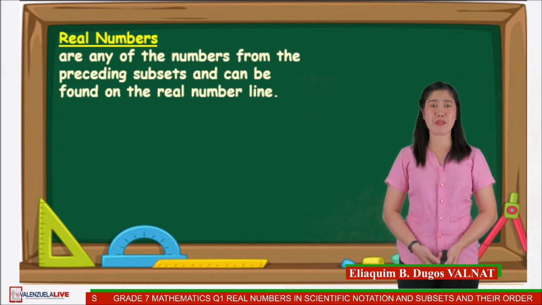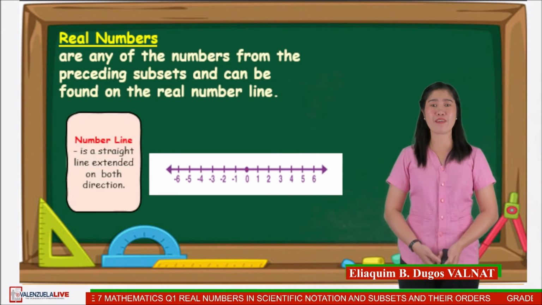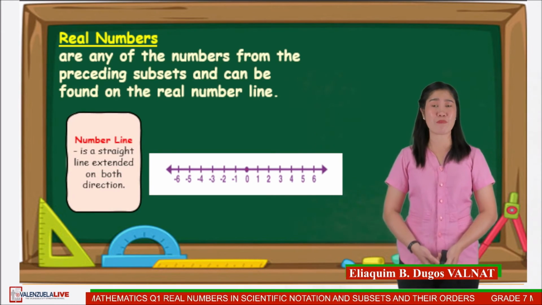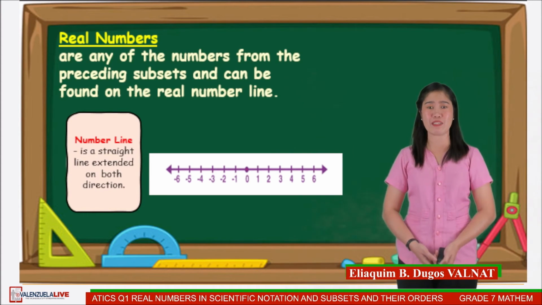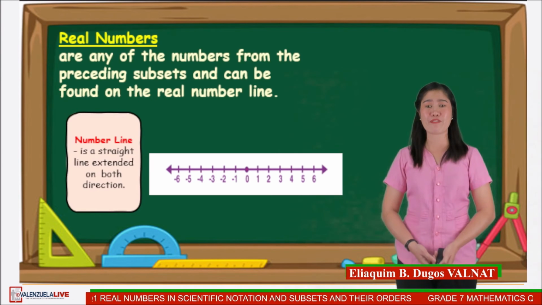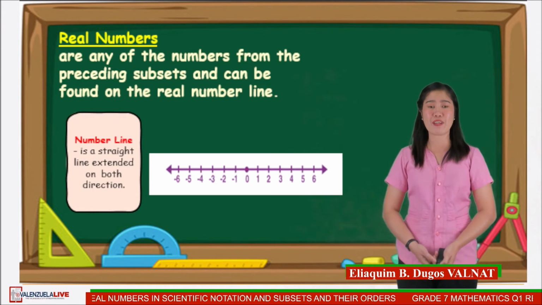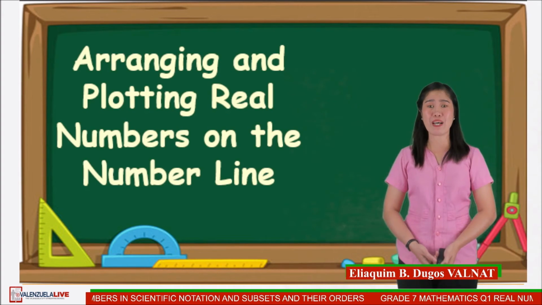Real numbers can be represented on a number line. And what do we mean by a number line? A number line is a straight line extended in both directions, as illustrated by arrowheads, and used to represent the set of real numbers. On the real number line, there is a point for every real number and a real number for every point. In arranging and plotting real numbers on the number line, consider the following guide questions.